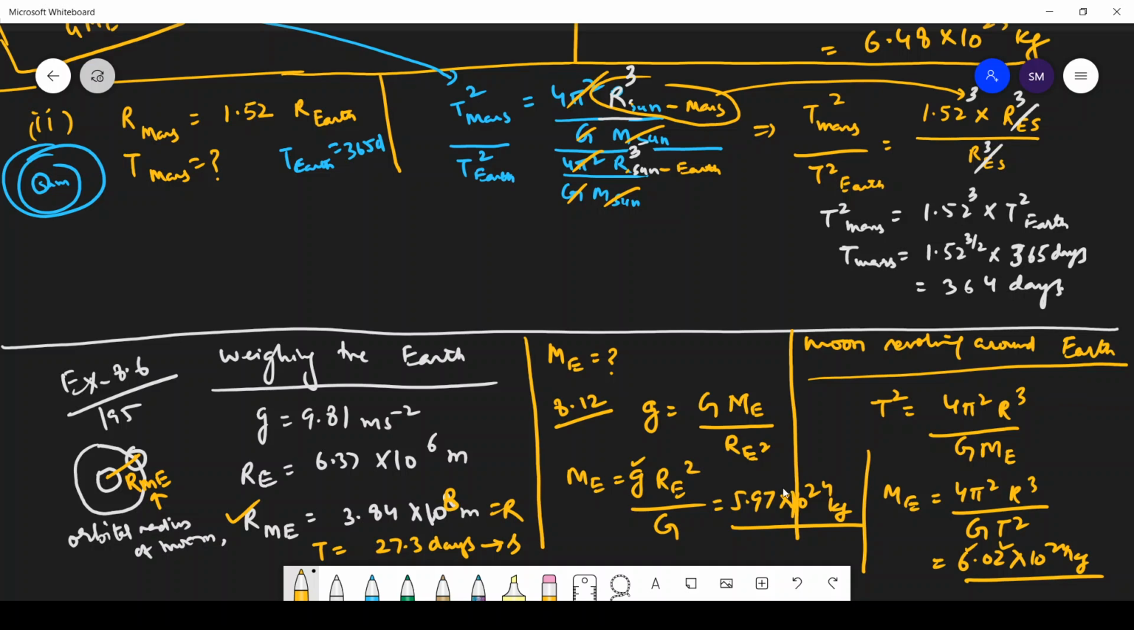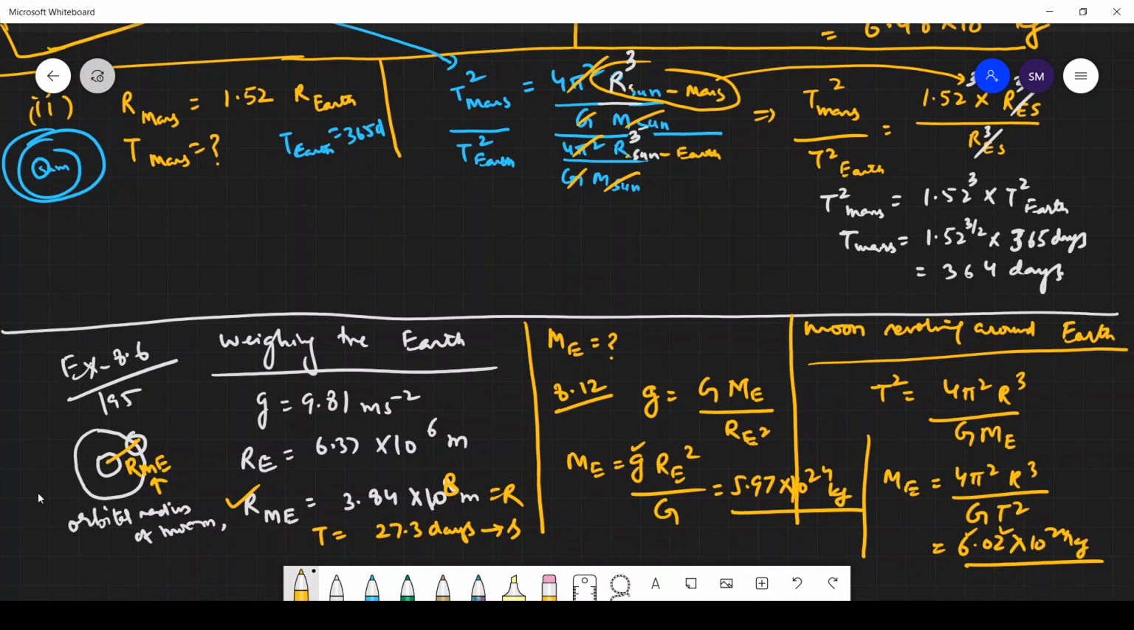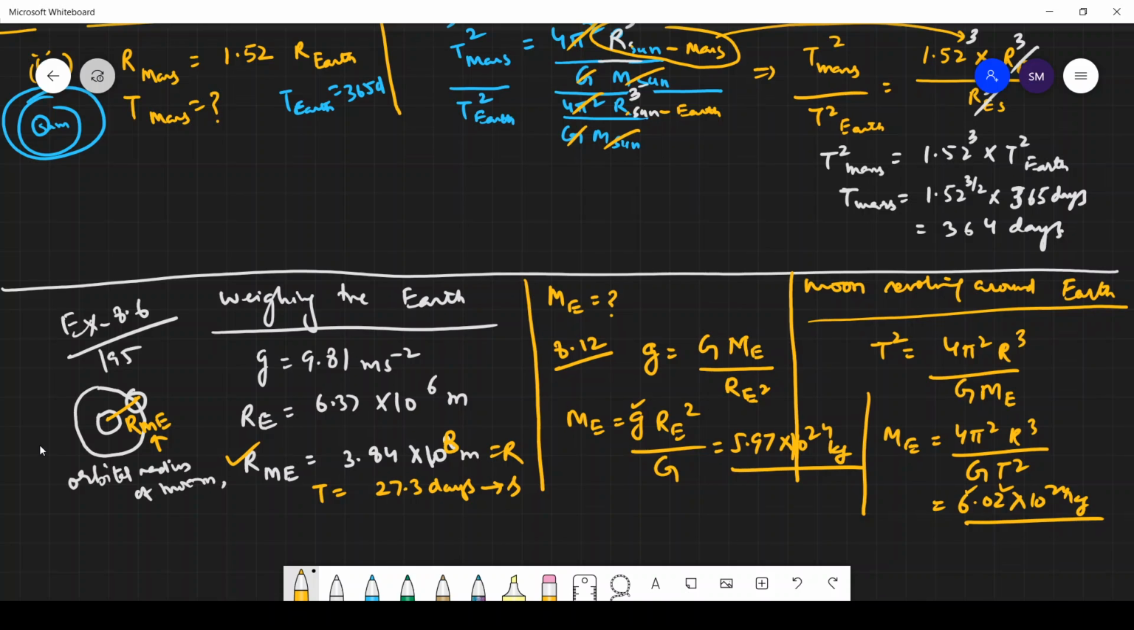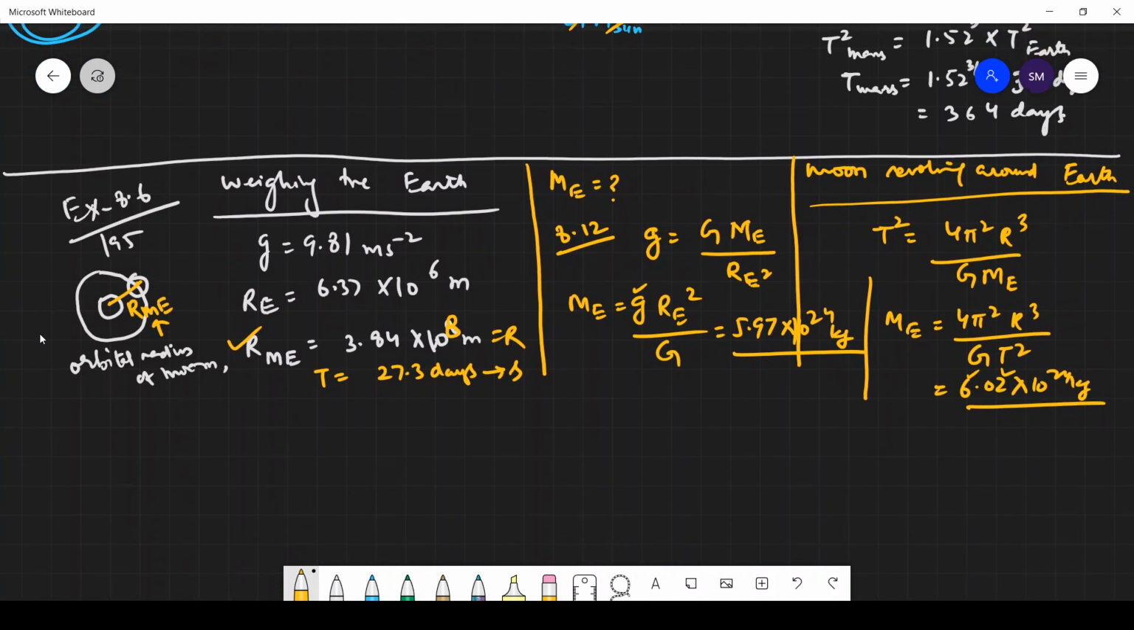Shall I put the values here or is it okay? Yes, they are there in the NCERT, and I have told you the values also. Any problem, students? No, sir. Okay.